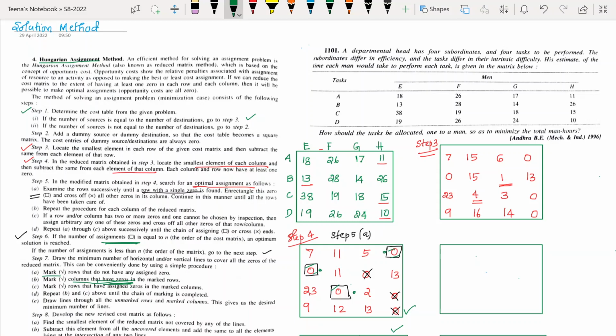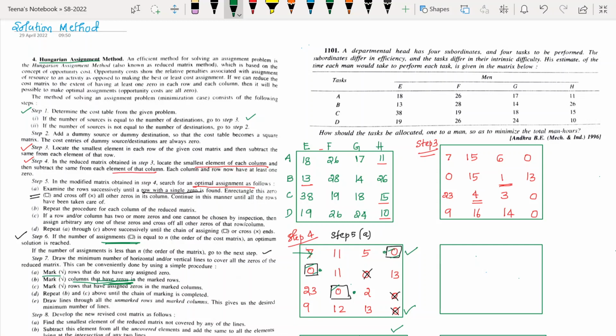Now we find this marked column and check whether there is any assigned zero in this marked column. Yes, there is one assigned zero in the marked column, and that is in row 1, and hence we mark that first row. Now go through this first row and see whether there is any zero in that first row. Mark the columns that have zeros in the marked row, that is over. Then mark rows that have assigned zeros in the marked column. So we mark the row 1, and then again we have to repeat B.